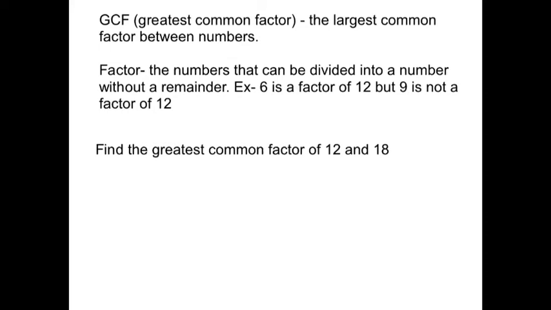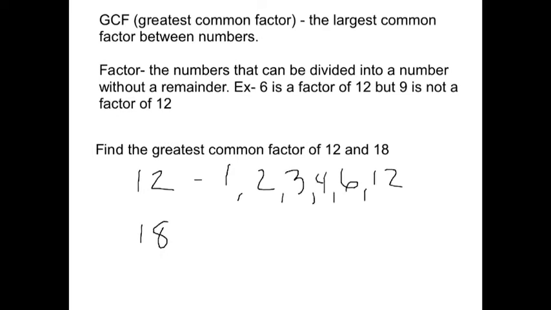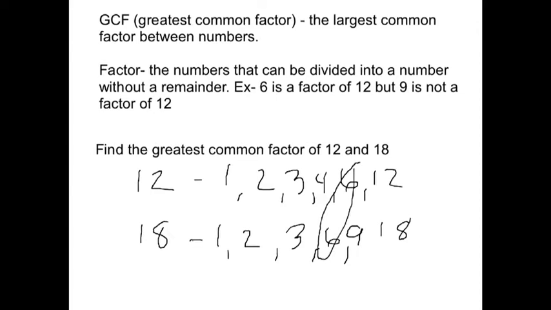So if I were to ask you to find the greatest common factor of 12 and 18, there's a couple of different ways to do it. You could sit there for a while and say, okay, the factors of 12 are 1 and 12, 2 and 6, 3 and 4. And you could do the list method and do the same thing for 18: 1 and 18, 2 and 9, 3 and 6. And you could compare your two lists and say, bam, 6 is the greatest common factor.